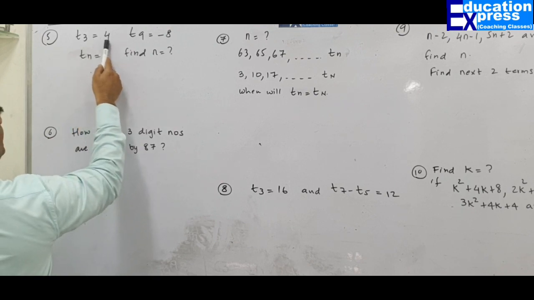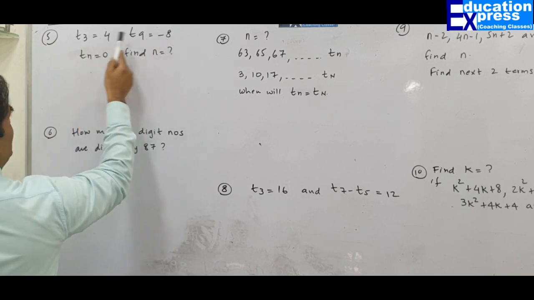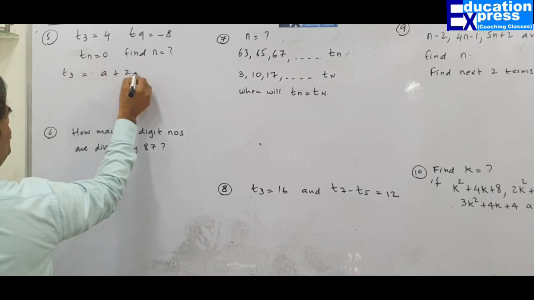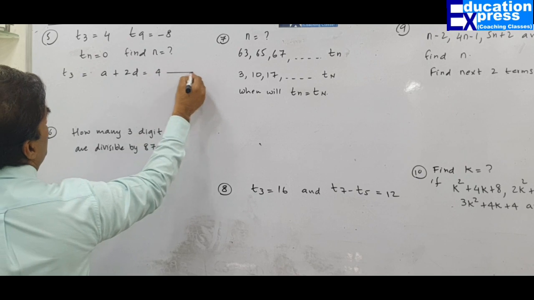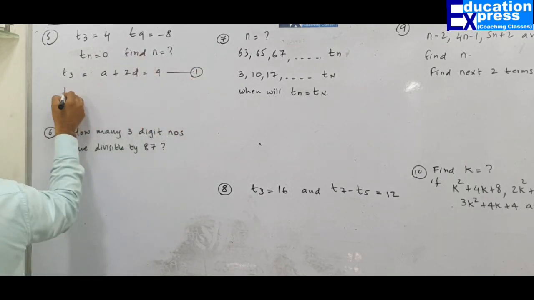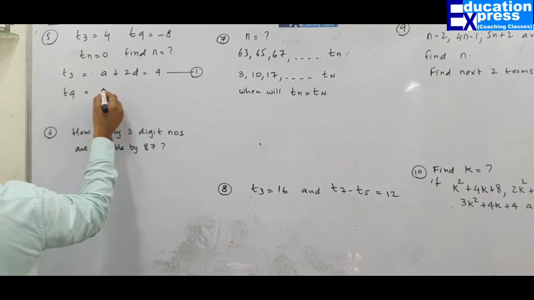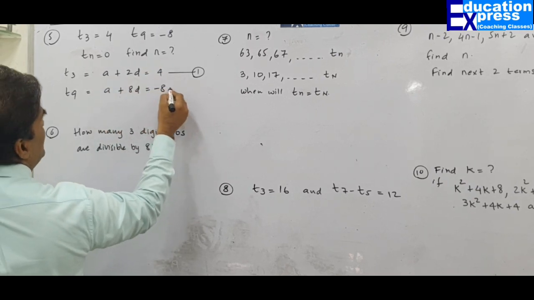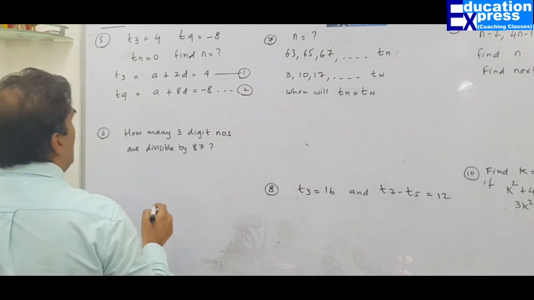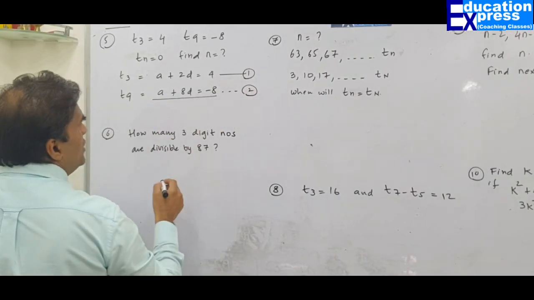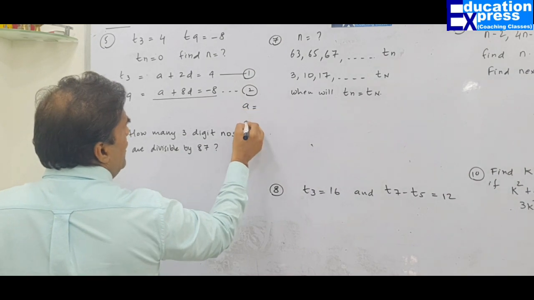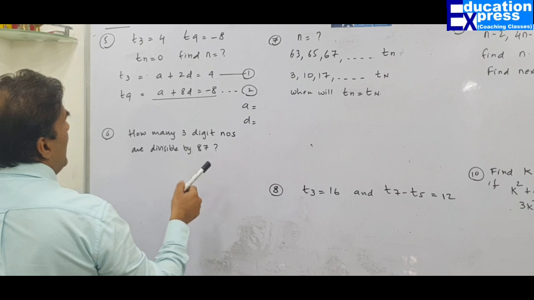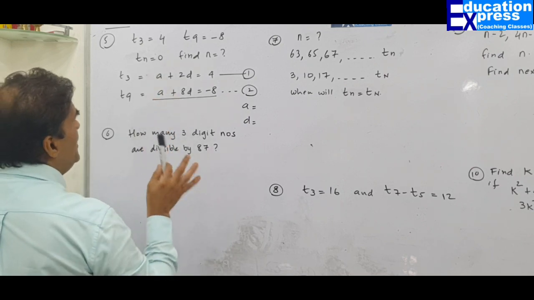Since third term is available, ninth term is available, let us frame the equation. T3 would be a plus 2d, which is equal to 4, first equation. T9 is equal to a plus 8d, which is going to be minus 8. That is the second equation. Now when we solve these equations, you get the value of a, you get the value of d. What do you have to find? Sir, we have to find out 0 will be which term.